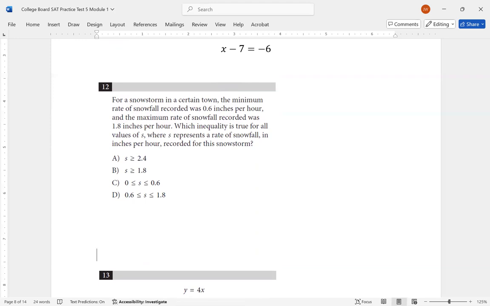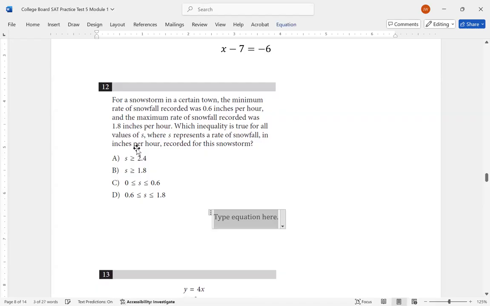Question number 12 says, for a snowstorm in a certain town, the minimum rate of snowfall recorded was 0.6 inches per hour, and the maximum rate of snowfall recorded was 1.8 inches per hour. Which inequality is true for all values of S, where S represents the rate of snowfall in inches per hour recorded for this snowstorm? Well, basically, S we know at minimum is 0.6 and maximum is 1.8.